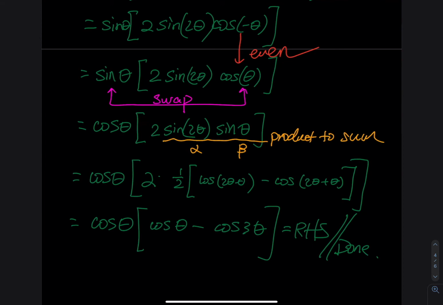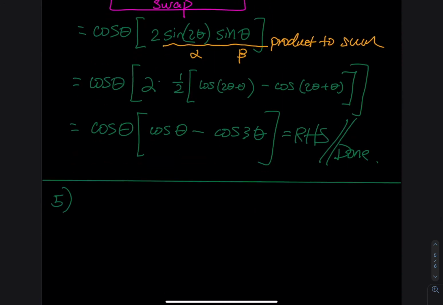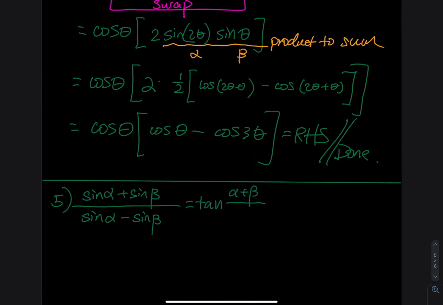So that is number 4. Number 5 and 6, they are not long problems at all. Number 5, we have sine of alpha plus sine of beta divided by sine of alpha minus sine of beta. That is equal to tangent of alpha plus beta divided by 2 times cotangent of alpha minus beta divided by 2. I will pick the left hand side because the right hand side I don't even have such a formula for the tangent, so I won't even touch it. I will start on the left.